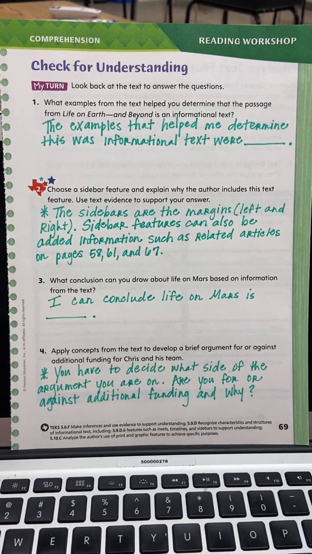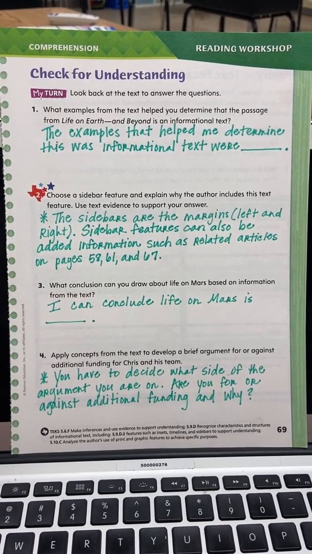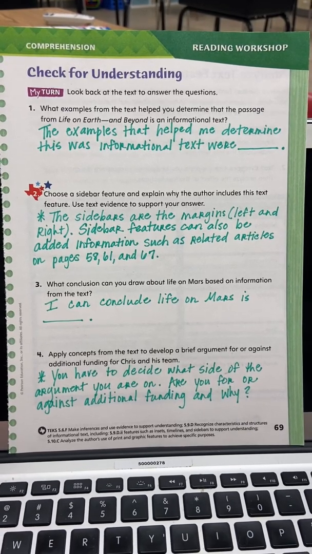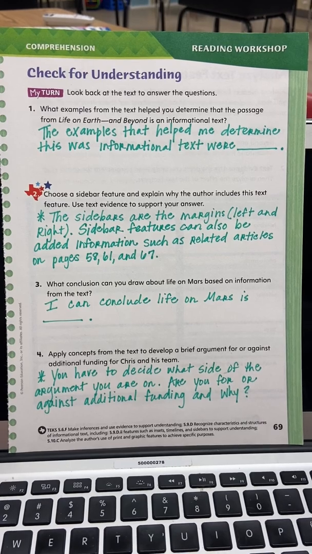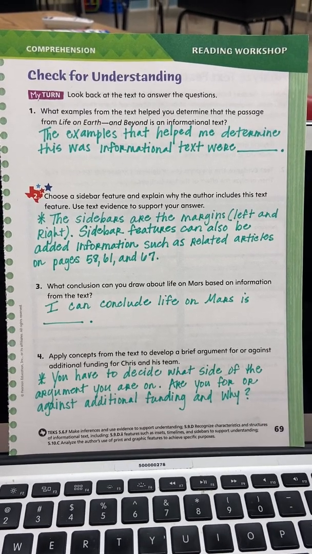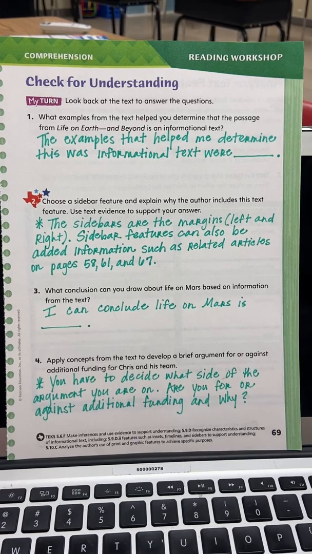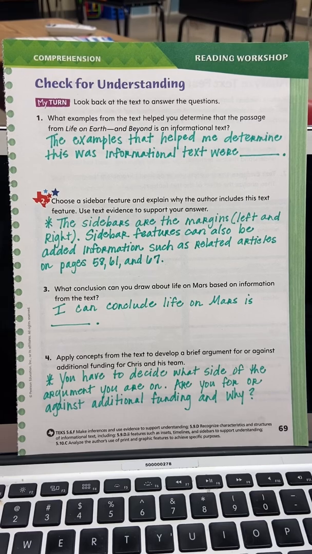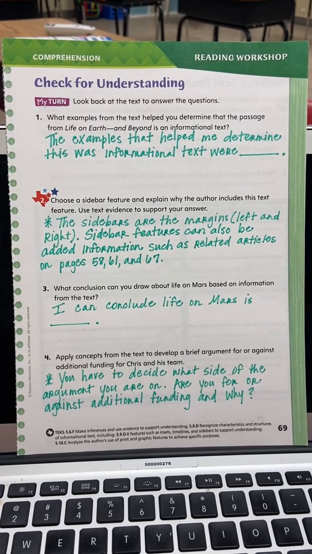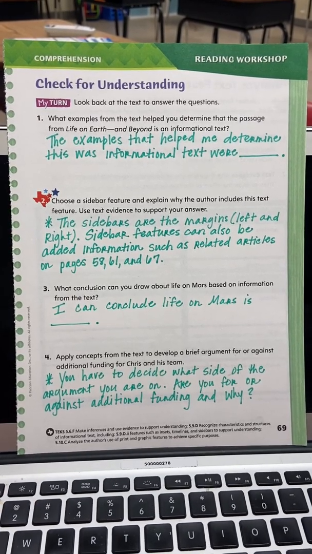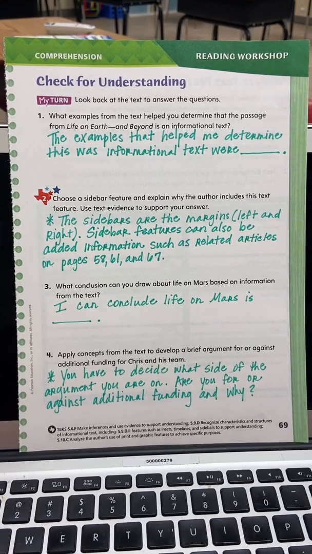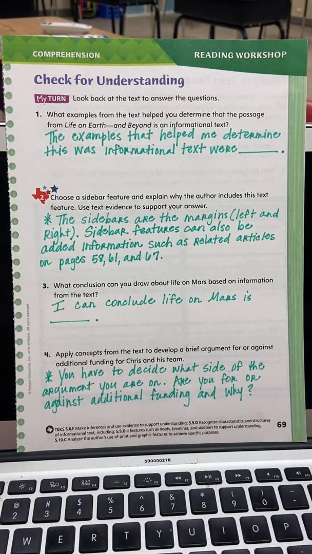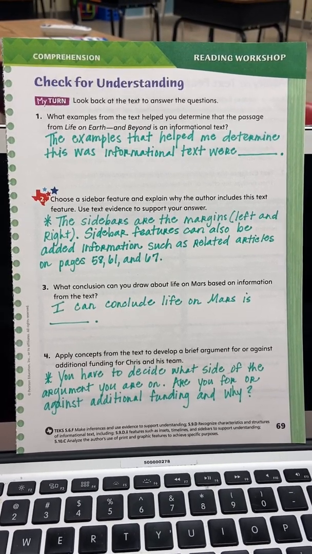The first question says, what examples from the text helped you determine that the passage from Life on Earth and Beyond is an informational text? So remember, informational text is very often, if not always, the same as nonfiction. So think about what we learn in nonfiction and what we learn from informational text. It's not a story. It does not have characters. It does not have a plot that we're going to follow. These are texts that are going to be teaching us and giving us information.